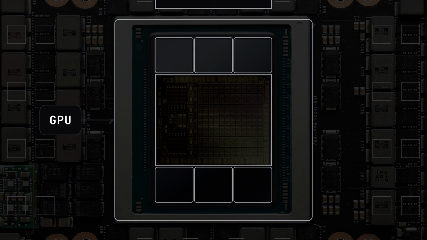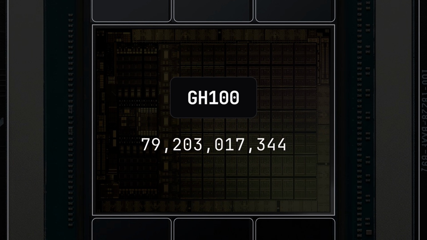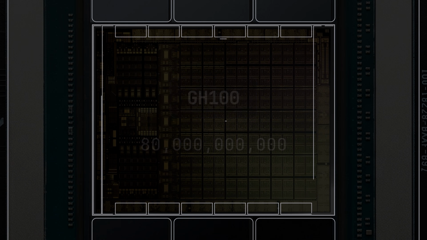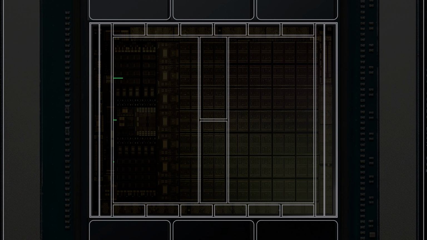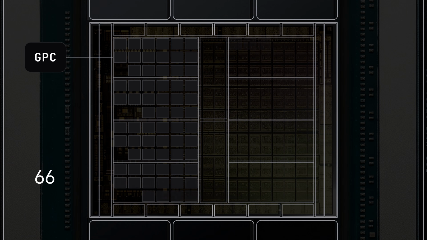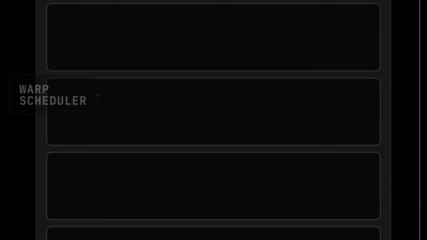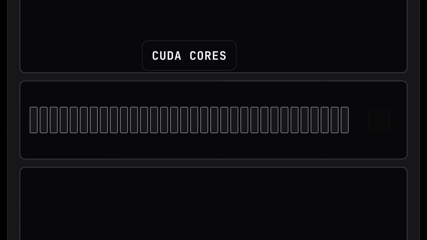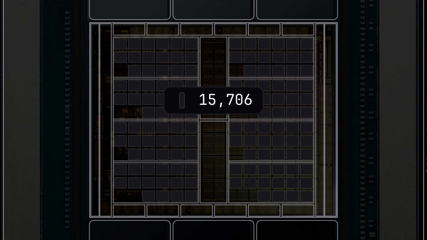When we open it up, we find a large silicon chip codenamed GH100, which is built with 80 billion transistors. Most of the GH100 chip's area is taken by processing cores, which are organized into groups and subgroups. This chip is split into 8 graphics processing clusters, or GPCs, which collectively contain 132 streaming multiprocessors, or SMs. Going deeper, each SM is equipped with 4 warp schedulers. Each individual scheduler manages 32 CUDA cores and 1 Tensor core. Across the entire GPU, this adds up to 16,896 CUDA cores and 528 Tensor cores working in parallel.